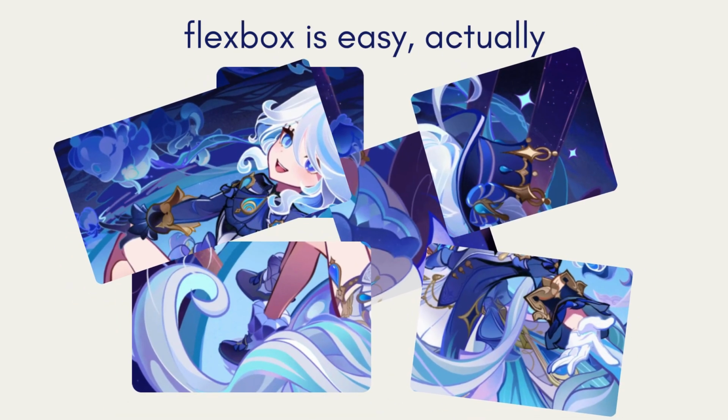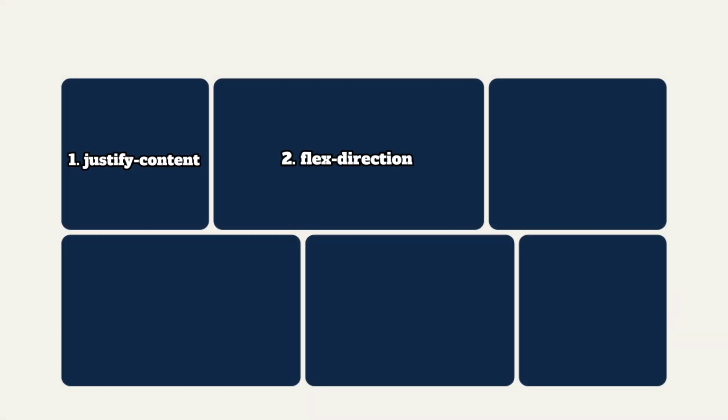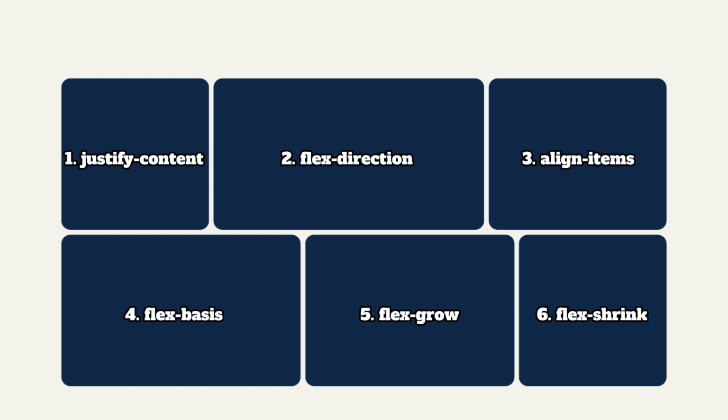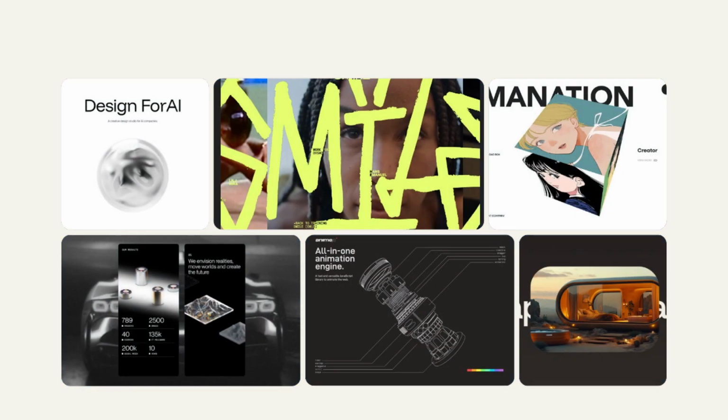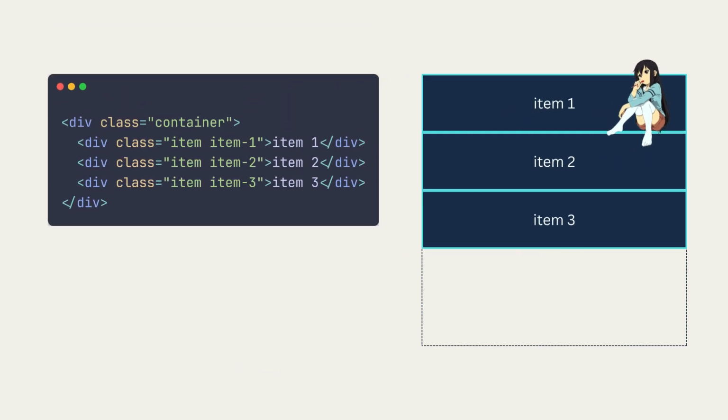Most beginners overcomplicate Flexbox. To fully understand Flexbox, all you need to know is these 6 properties. I'll break down exactly what they do so you can use it to build beautiful websites. The purpose of Flexbox is to align HTML elements. Here are 3 boxes and a container.